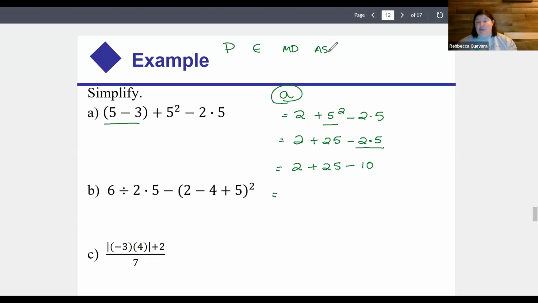Then we do addition subtraction, whatever comes first, left to right. Going left to right, we run into the addition first, so we do 2 plus 25, 27. The left and right part on addition subtraction doesn't matter as much as it does on multiplication and division, just to point that out. Then we only have the last operator here. So 27 minus 10, we get 17.